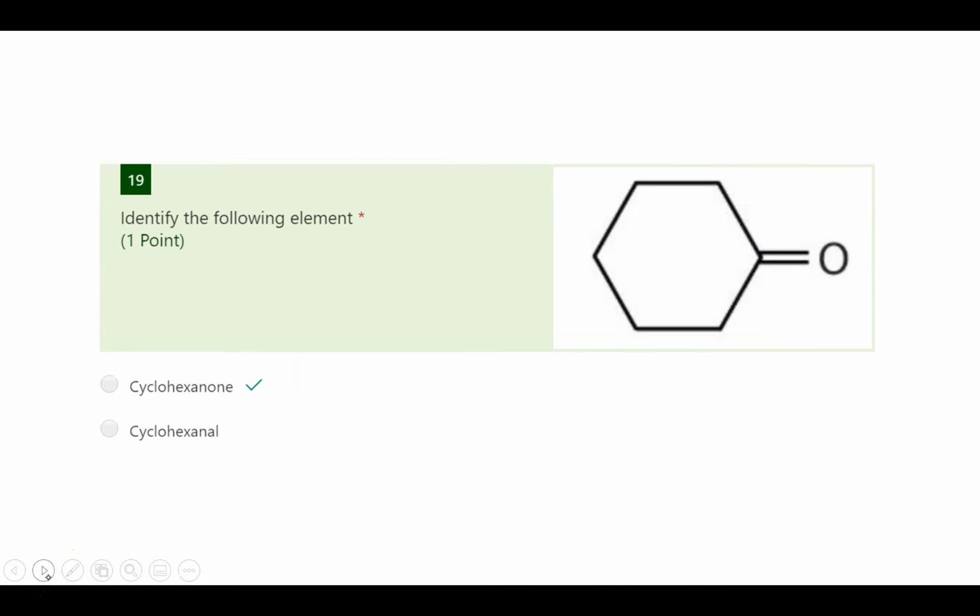This is fun. Cyclohexanone, cyclohexanal. So the trick here is with a cyclo, which one do you do? There is no terminal carbon for the carbonyl group. So that means that it has to be an -anone. There is no cycloanals.